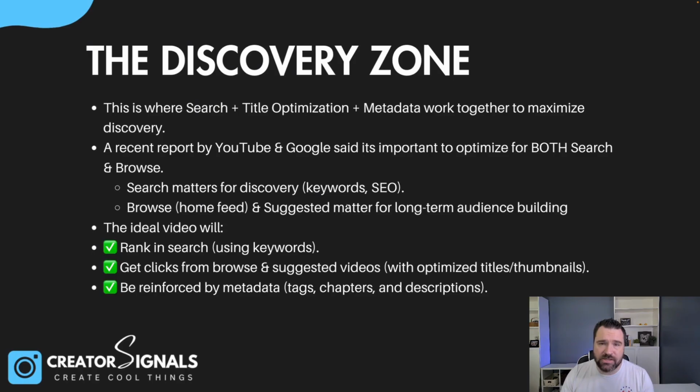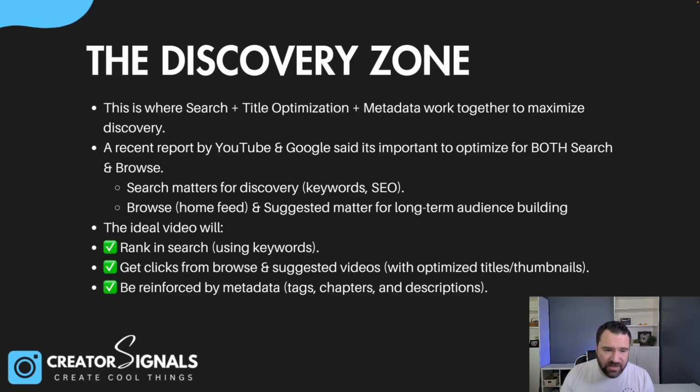It's kind of cool because a recent report by YouTube and Google, one that they actually put together, said it's important to optimize for both search and browse. So this kind of supports what we're covering in this video. It says that search matters more for discovery, or people who have never seen your content before, and browse, or the home feed and suggested, matter more for long-term audience building, so showing more of your videos to people that have already found you through search. Now, I actually believe that you get a lot of new people as well in the browse base, but it's kind of cool just seeing that YouTube themselves have said, hey, you want to optimize for both.